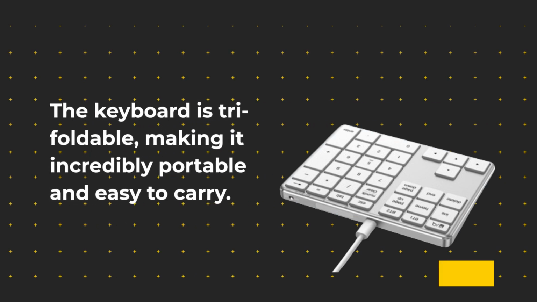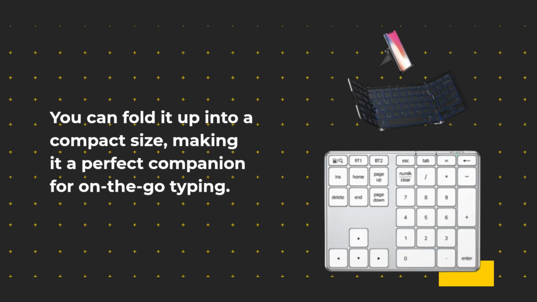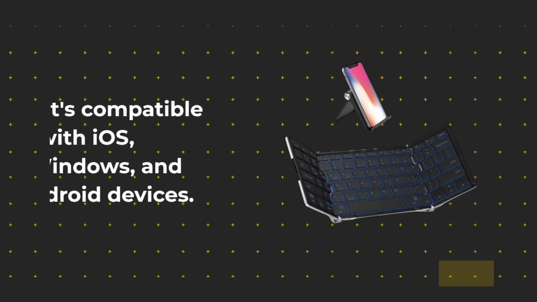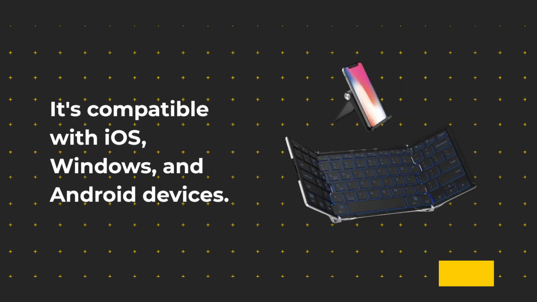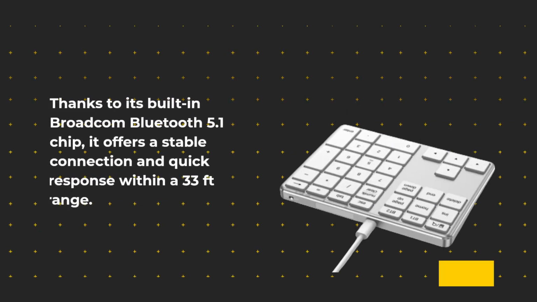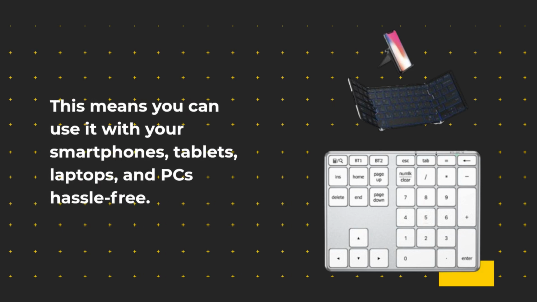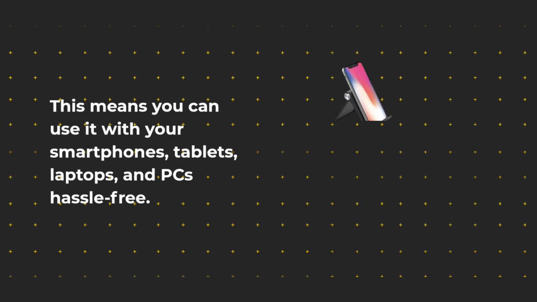The keyboard is tri-foldable, making it incredibly portable and easy to carry. You can fold it up into a compact size, making it a perfect companion for on-the-go typing. It's compatible with iOS, Windows, and Android devices. Thanks to its built-in Broadcom Bluetooth 5.1 chip, it offers a stable connection and quick response within a 33-foot range. This means you can use it with your smartphones, tablets, laptops, and PCs hassle-free.